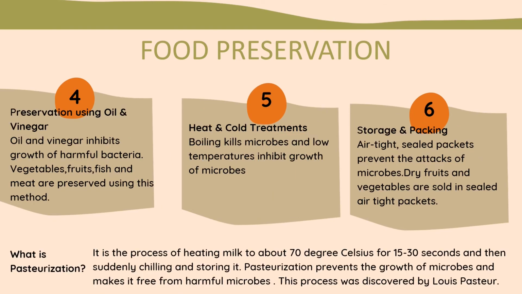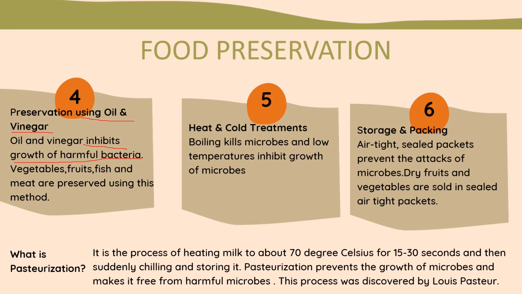The other method of food preservation is using oil and vinegar. Whenever we have cut vegetables, or uncooked fish and meat with us, and we want to preserve them for long, we add oil and vinegar to them. Both of them act as growth inhibitors for harmful bacteria. Vegetables, fruits, fish and meat are preserved using this method.